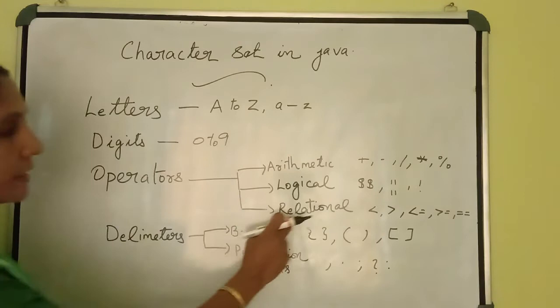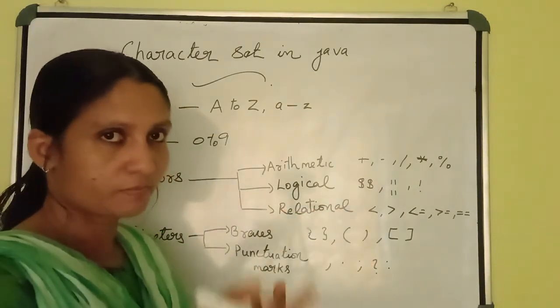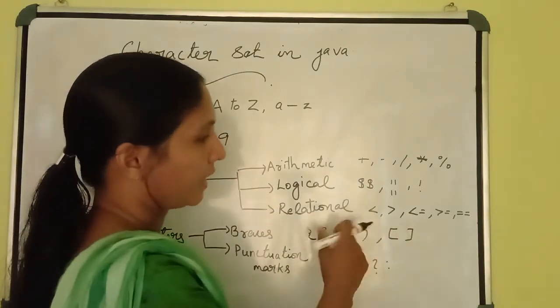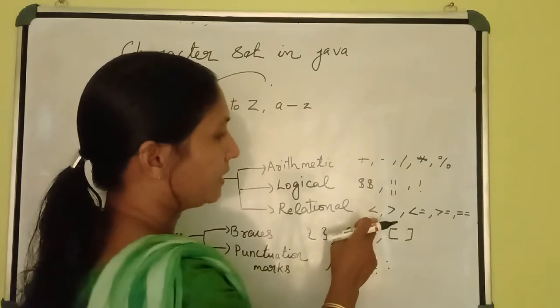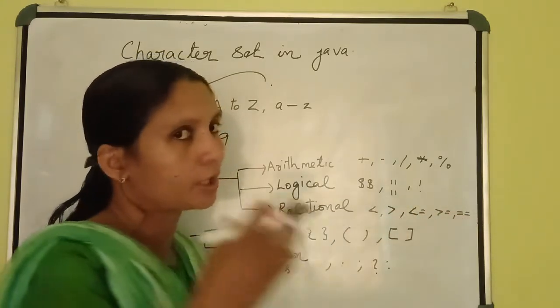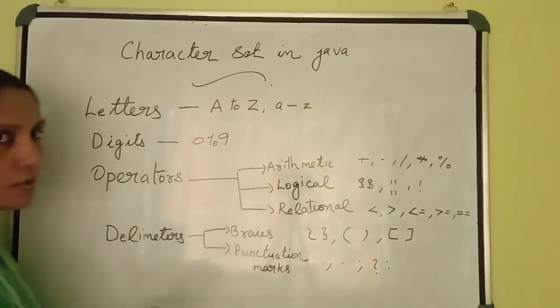Okay, and the next one is relational. Relational means checking the relation between two statements, two characters or two numbers. Less than, greater than, less than or equal to, greater than or equal to, and double equal, which checks equality. These are the different types of operators we use.